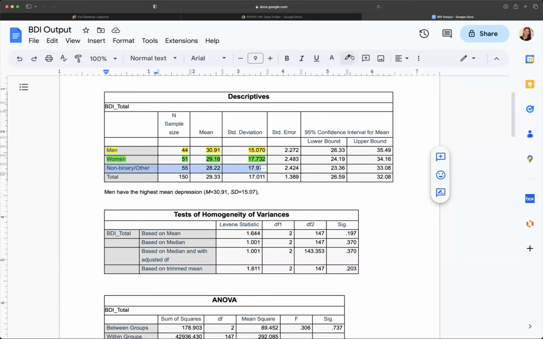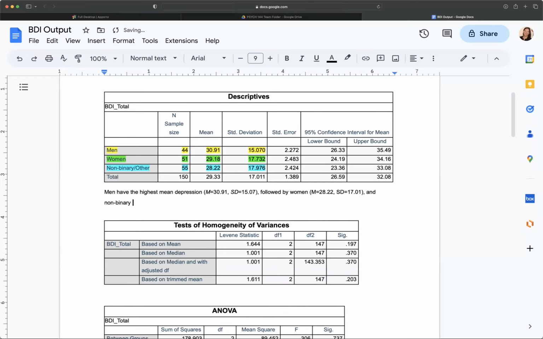Okay. So I'm going to highlight this with teal. Here we have this information that we want to include. Men have the highest mean depression, followed by women, which is 28. So mean equals 28.22, standard deviation equals 17.01, and non-binary individuals. And I think I noted this before, but this is fake data, so not real. This would not reflect what we would typically find. I just randomized some data for us to play with.